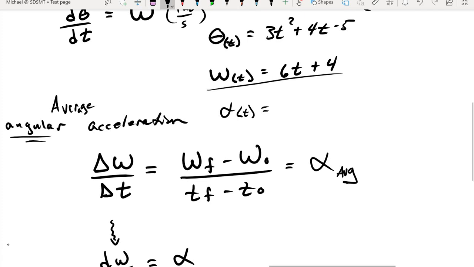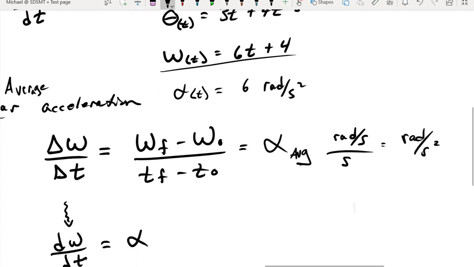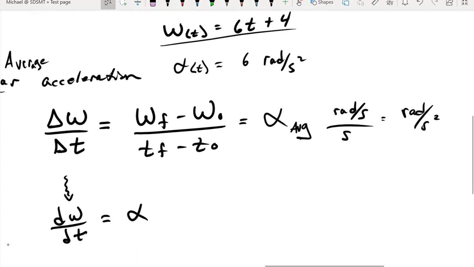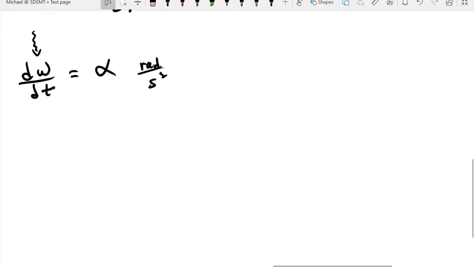When I take the derivative of omega with respect to t, all I get left is 6. As for units of angular acceleration, we have radians per second for the angular velocity and seconds for time, and so radians per second squared will be the units for our angular acceleration. Alright, so now we have everything defined.